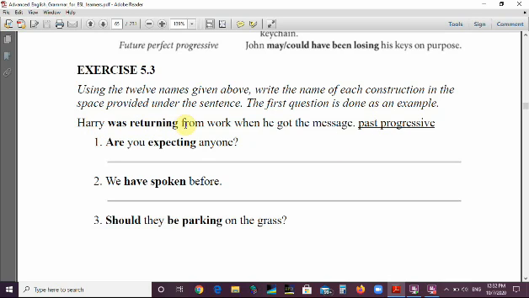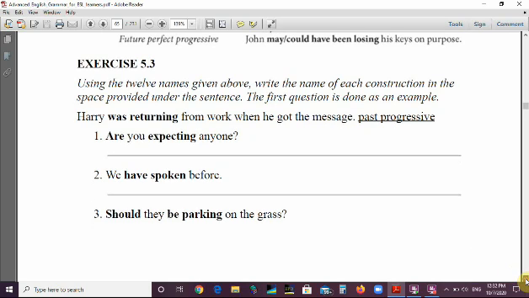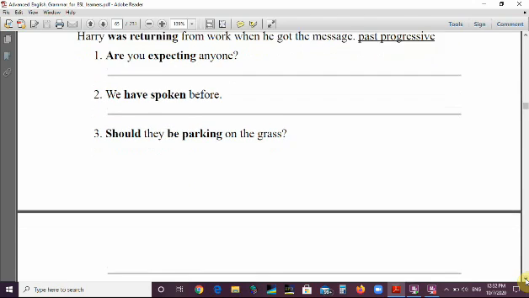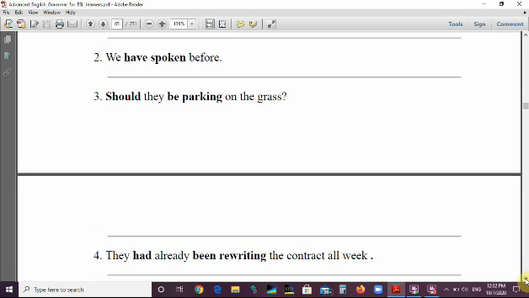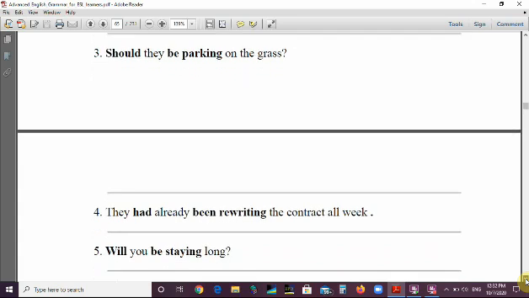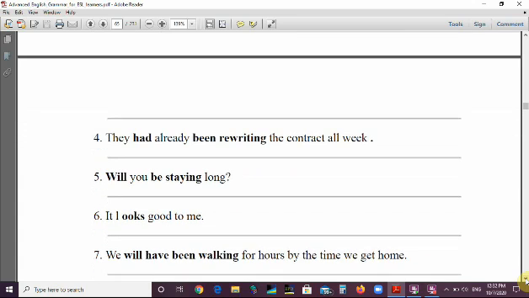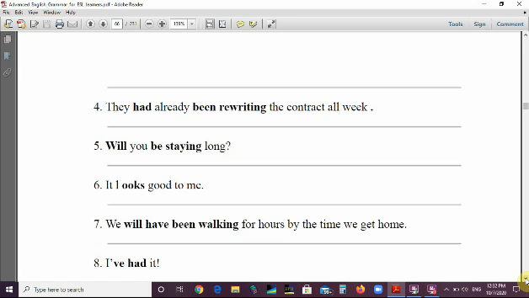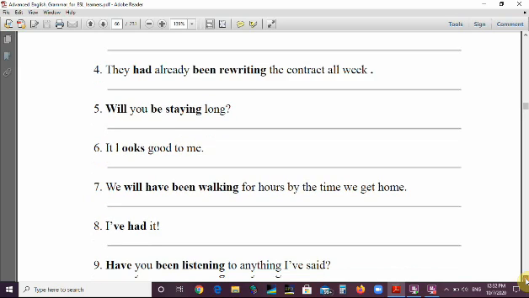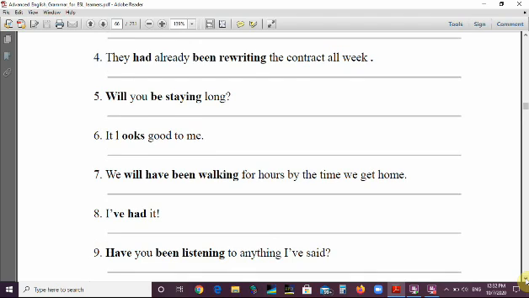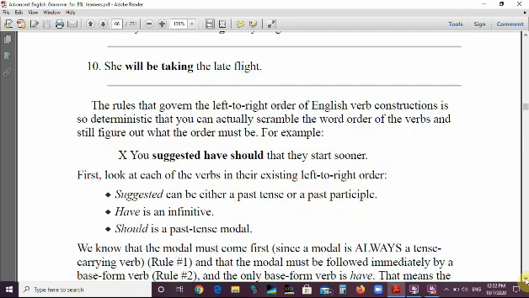Harry was returning from work when he got the message. This is past progressive. Are you expecting anyone? This is present progressive. We have spoken before, present perfect. Should they be parking on the grass? Should be parking. This is future progressive. They had already been rewriting, past perfect progressive. Will you be staying? Future progressive, and so on. Let's move on to the next part.